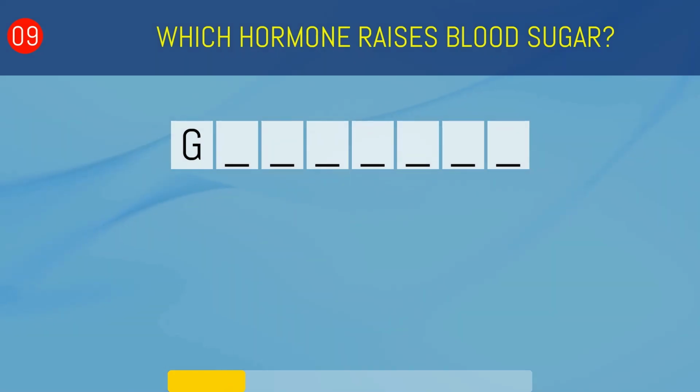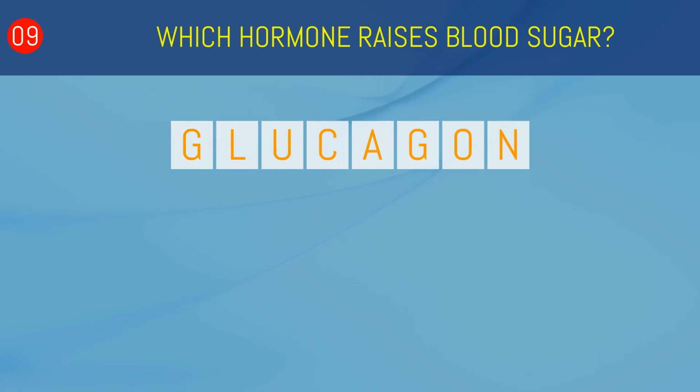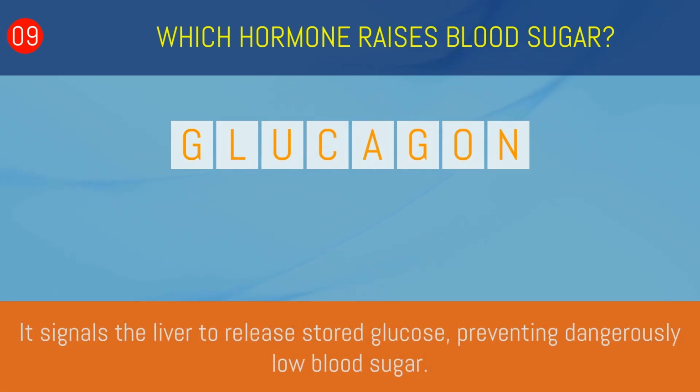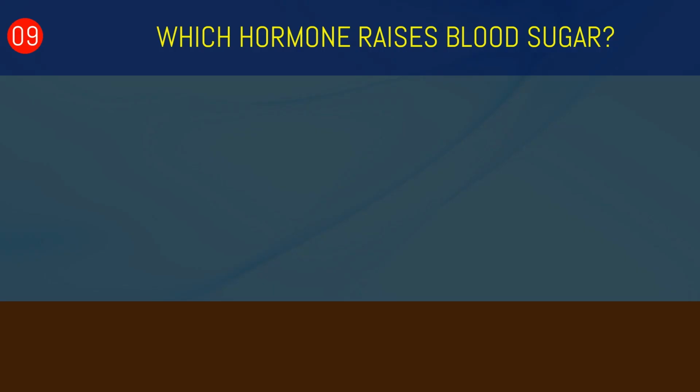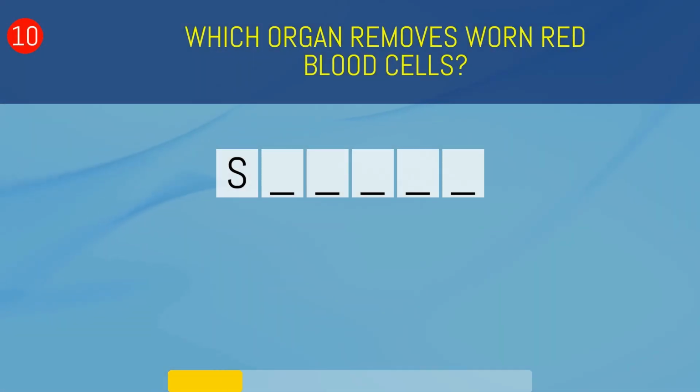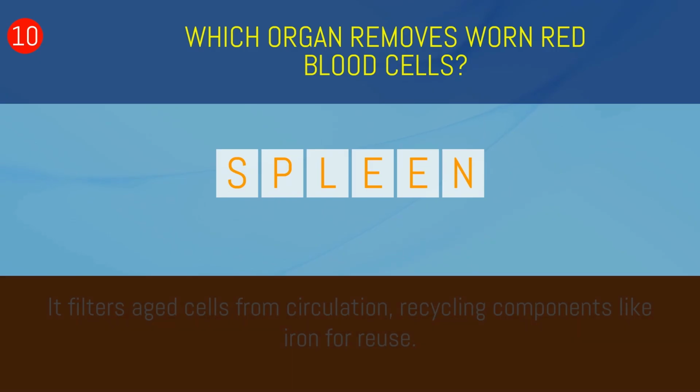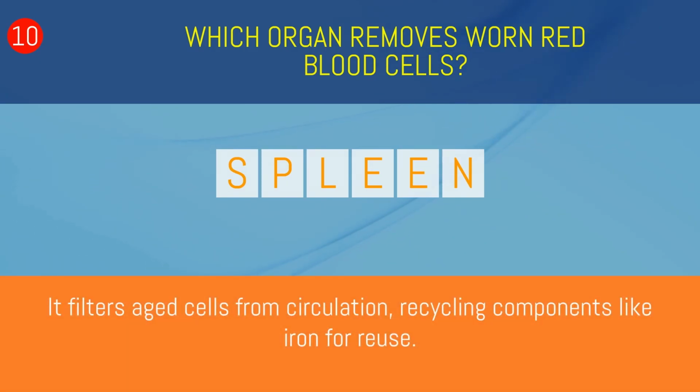Which hormone raises blood sugar? Glucagon. It signals the liver to release stored glucose, preventing dangerously low blood sugar. Which organ removes worn red blood cells? Spleen. It filters aged cells from circulation, recycling components like iron for reuse.